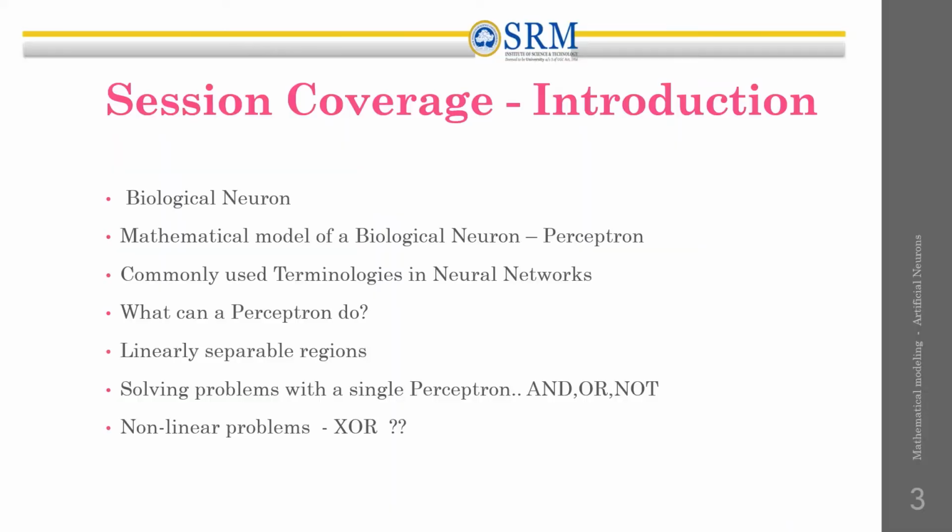In this session we are going to discuss what a biological neuron is, the mathematical model of a biological neuron, which is otherwise called a perceptron, commonly used terminologies in neural networks, what a perceptron can do, linearly separable regions, and solving problems with a single perceptron. And finally, we are going to discuss non-linear problems.